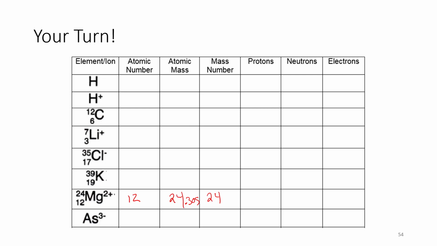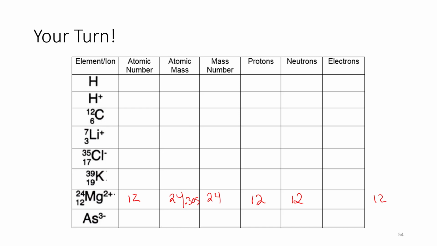Protons. So the atomic number is the number of protons. Neutrons. The number of neutrons is the mass number minus the atomic number. So we have 24 minus 12, and that gives us 12. Electrons. So in an uncharged atom, the number of electrons is equal to the number of protons. So if this were uncharged, it would be 12.